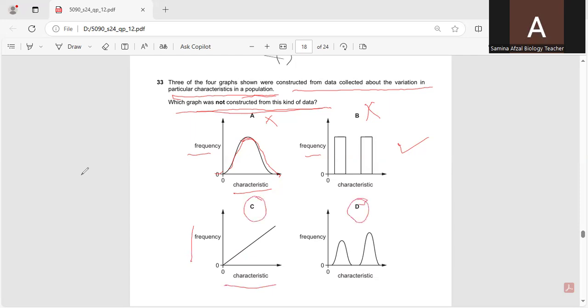And in D, again, they have shown different characteristics. Here we have to discuss a particular characteristic in a population. So in this way, according to this statement, only C is the correct option. All other options are not correct. So question number 33, the answer is C.